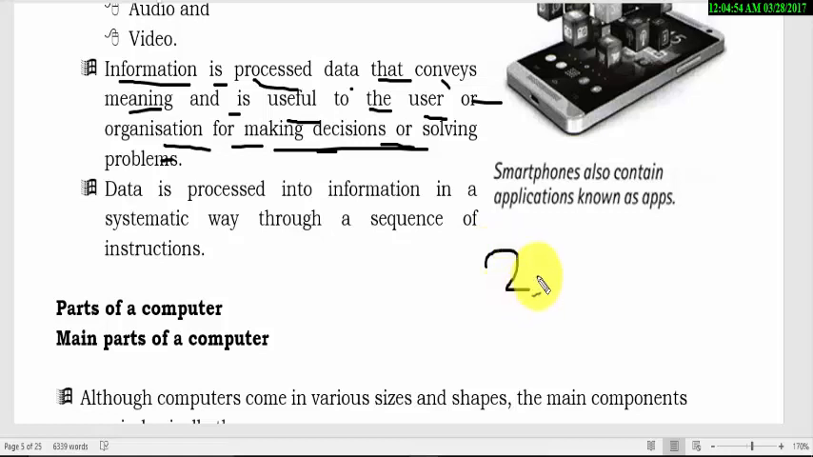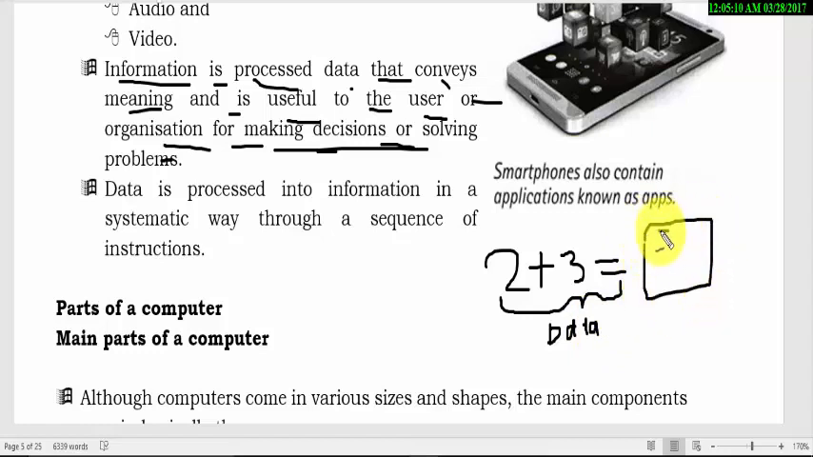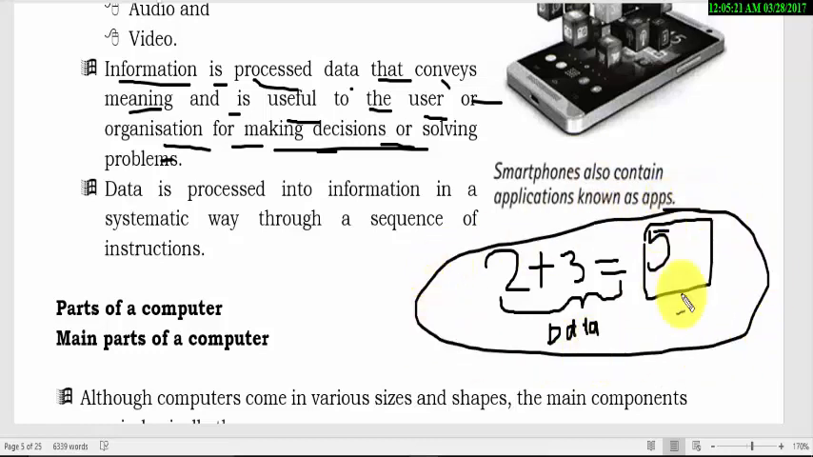So when you are given 2 plus 3 is equal to, from here, this is what we call data. But now when you have the answer 5 here, this is called information because it has meaning now. Let's say the whole work here, we call this information because now there's meaning. That is 2 plus 3 is equal to 5. So now it's no longer data, now it is information because it has meaning.